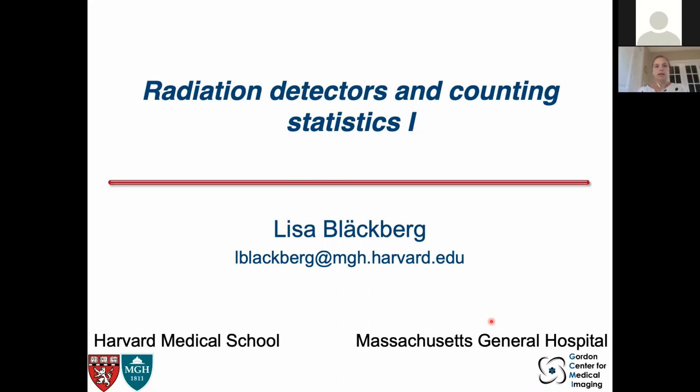So today, I plan to go through the basic concepts that can be applied to any radiation detection system, not just medical imaging systems. And in the next lecture, I will go into more details on detectors and detector requirements and detector characteristics with the application of medical imaging in particular.